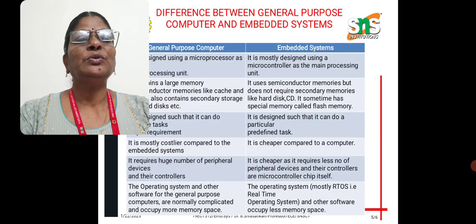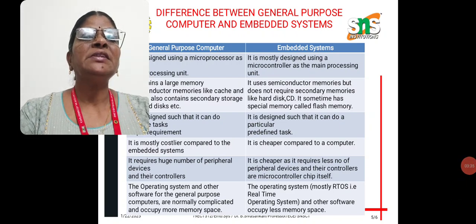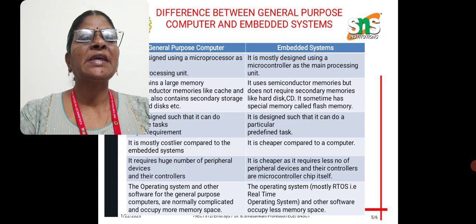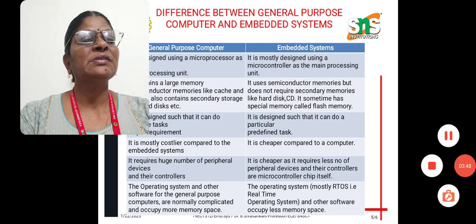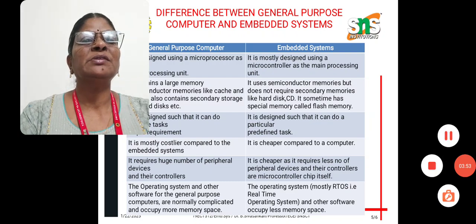So we should know the difference between the general purpose computer and embedded systems. A general purpose computer is designed using a microprocessor. Here, an embedded system is mostly designed using a microcontroller as the main processing unit. In a general purpose computer, the processor is the main processing unit. In embedded, the controller is the main processing unit.